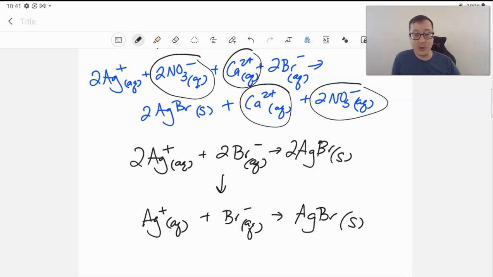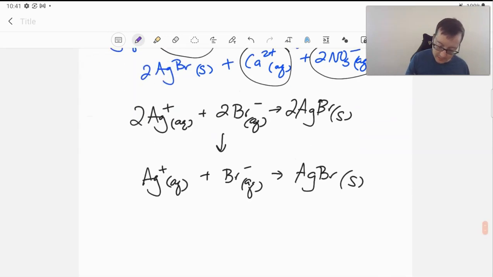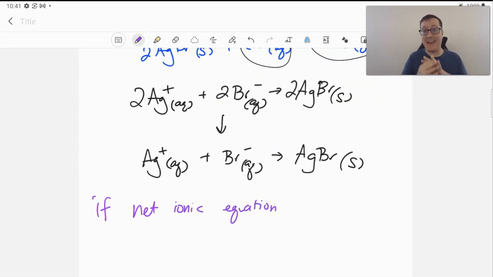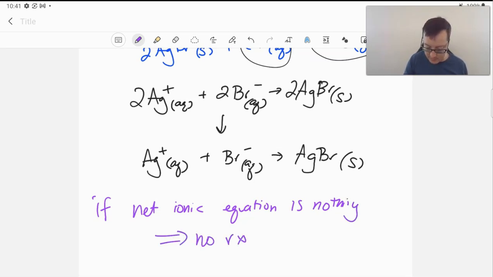This again tells us we can put other counter ions in here that could work as well. We could say silver acetate plus sodium bromide would give us the same products. We would still see the same net ionic equation. All right, the last thing about this, if your net ionic equation doesn't exist, meaning everything's a spectator ion, is nothing. If you have no net ionic equation, that tells us no reaction took place.